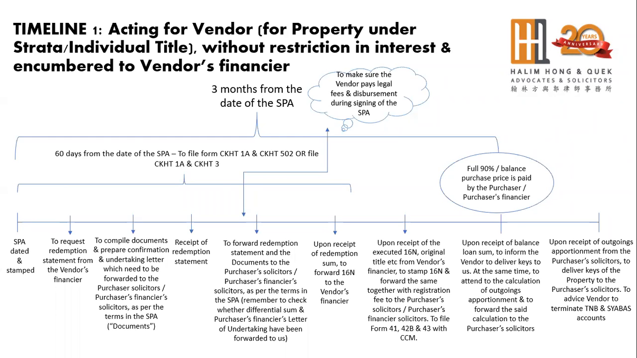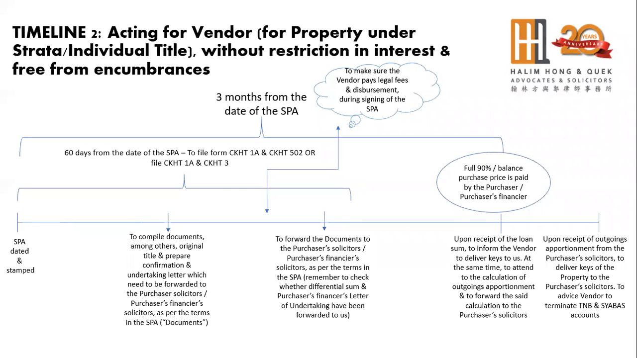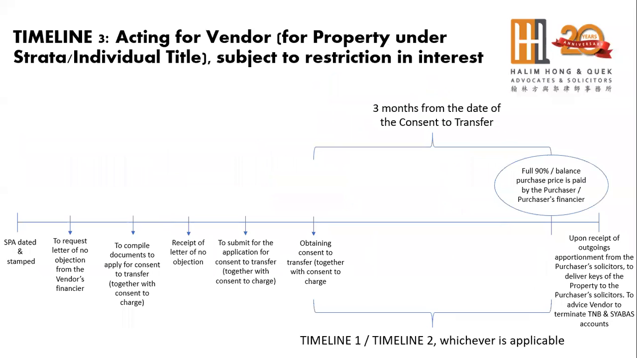You act for vendor, no restriction. And then the second timeline, I'm not going to discuss because this is easier. This is for acting for vendor, property under title, no restriction and free from encumbrances. So basically, you just need to prepare everything in one shot. Make sure your client gives you the original title when they sign the SPA. And then once you receive the differential sum and all the terms are complied with pursuant to the SPA, you can forward all documents to the purchaser loan lawyer. Okay.